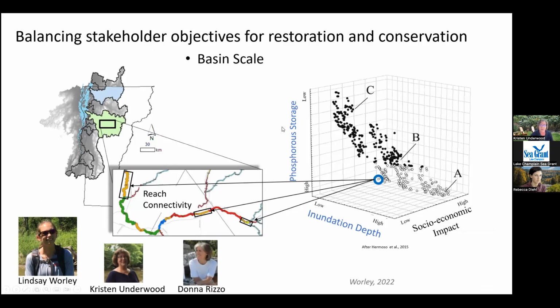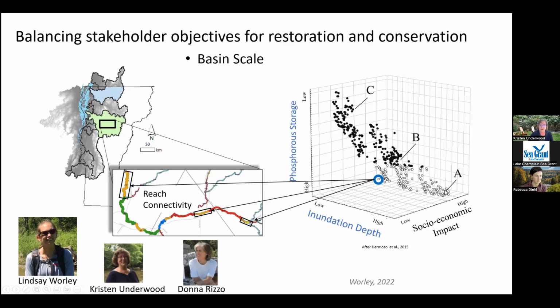And so, for example, each of the dots on this 3D diagram on the right-hand side connects to a unique suite of restoration. The dot I've circled in blue here might hypothetically represent 3 different reaches along a stretch of one of the tributaries of the Winooski River Basin. And each of those dots represents a valid solution to this algorithm.